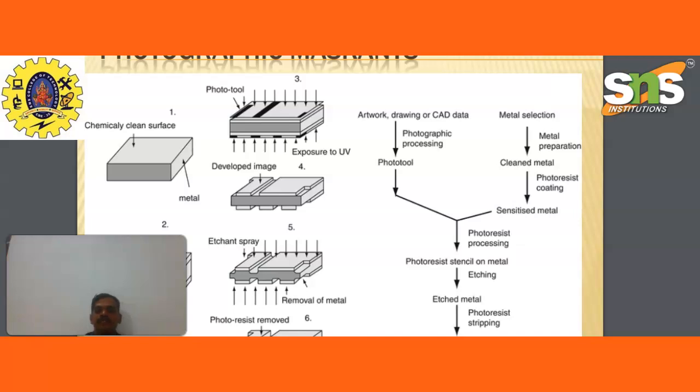The metal selection is based on the requirement, then metal preparation, cleaning the metal, photoresist coating, sensitized material, photoresist processing. Finally, the CAD and material selections form the finished product. These are the photographic masks.